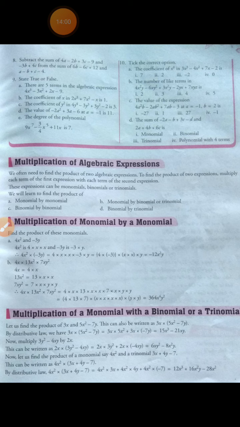So what you will do here is subtract 6b minus 6c plus 12 plus a minus b plus c minus 4, minus 4a minus 2b plus 3c minus 9 plus minus 3b plus 4. You will write it in this way. Question 9 and then the questions are easy.